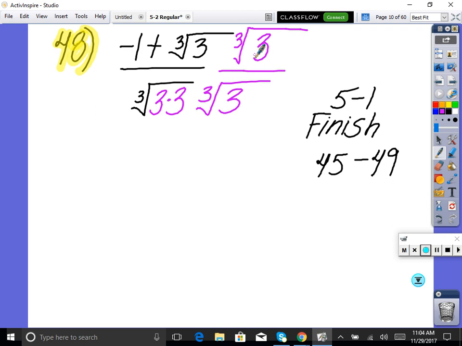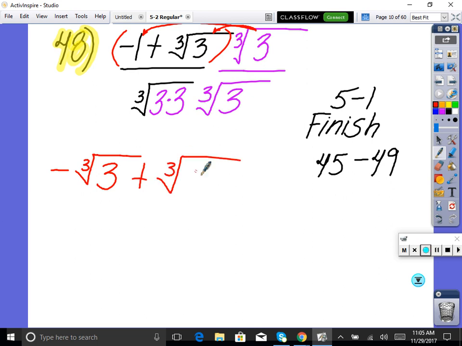Now here's where people usually mess up. They don't realize that there's 2 terms. You're doing this times the entire top. So you've got to use parentheses so you don't forget to distribute. So now we'll distribute this out. Negative 1 times the cube root of 3 is negative cube root of 3. Cube root of 3 times cube root of 3 is positive cube root of 9, right?